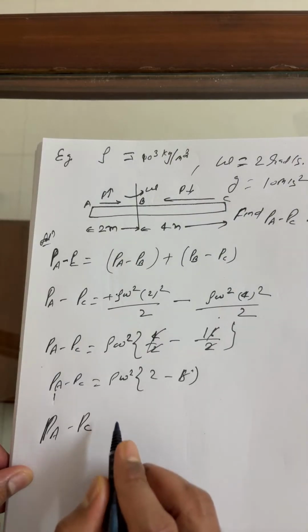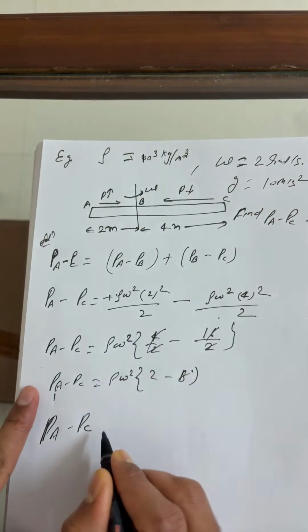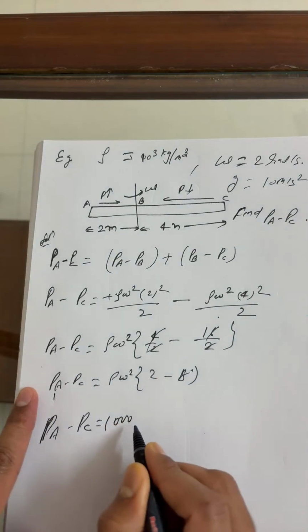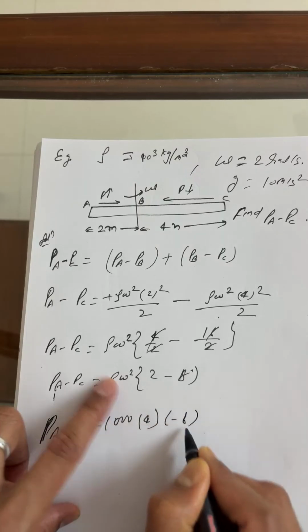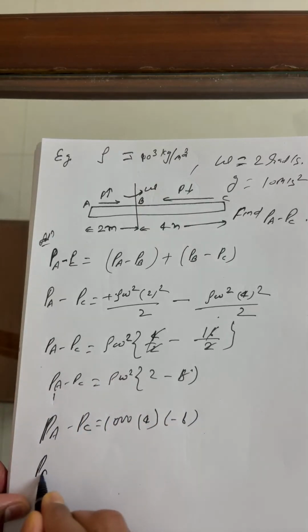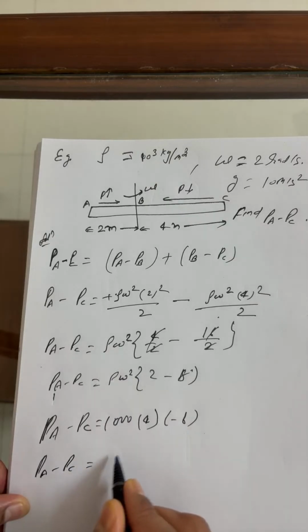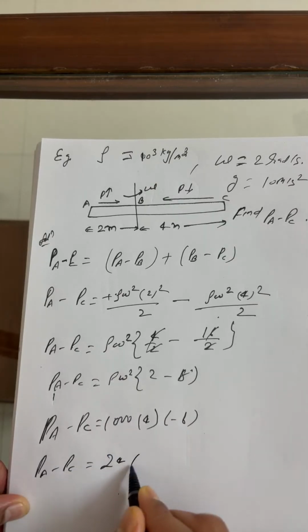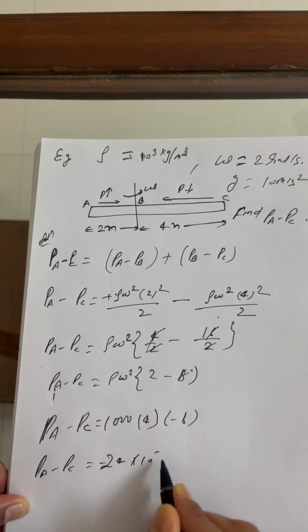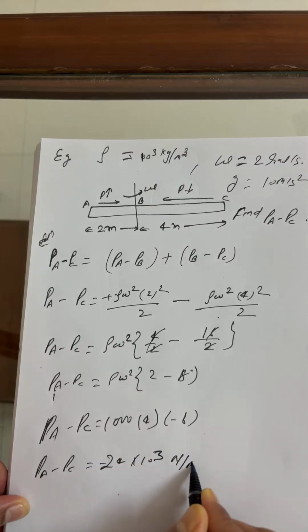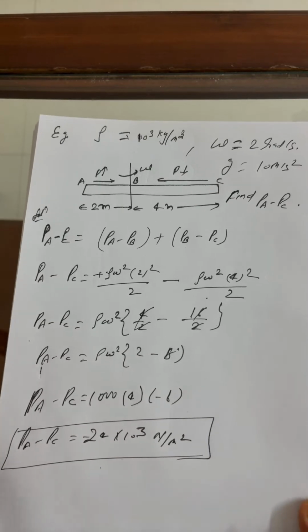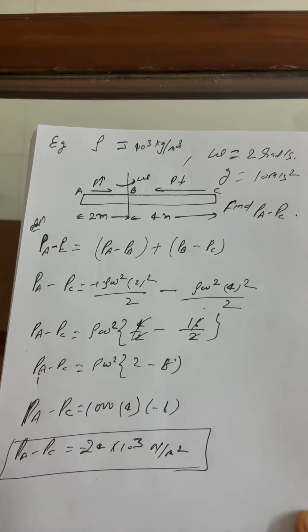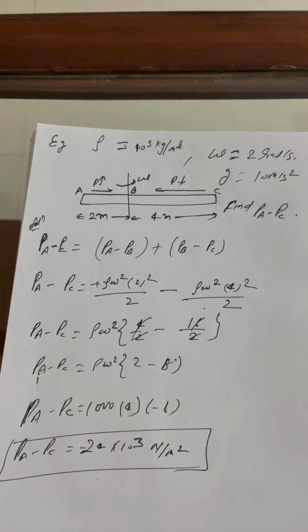What is coming? Rho is 1000, and omega square times 2 to the 4, this you can see minus 6. So PA minus PC is 6 to the 24 into 10 to the power 3 Newton per meter square. This is it. Does your answer remain the same or is it something different?